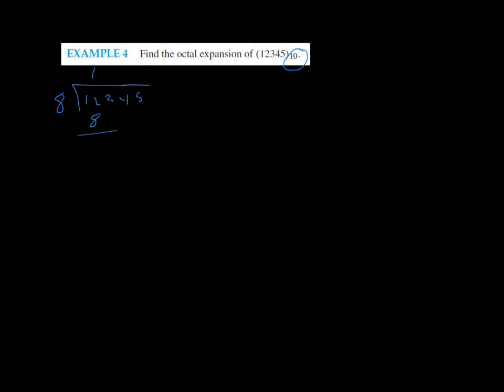There's an 8. Subtract and get 4. Bring down the 3. 8 goes into 43, what, 5 times? So that's 40, subtract to get 3, bring down the 4. 8 goes into 34 4 times. So that's 32, subtract, bring down the 5. 8 goes into 25 3 times. So 24, and the difference is 1. So there's my remainder.